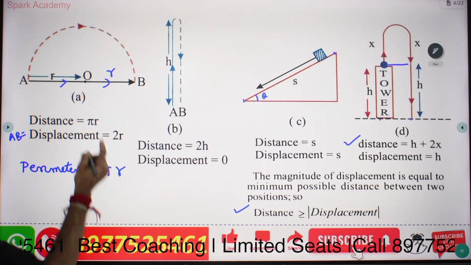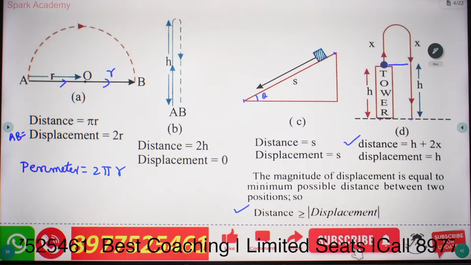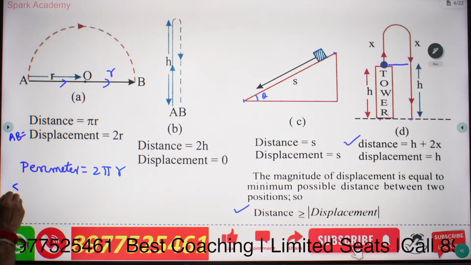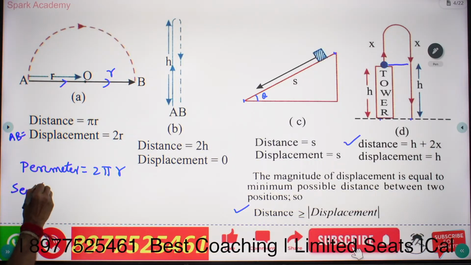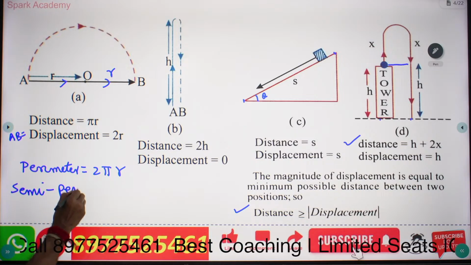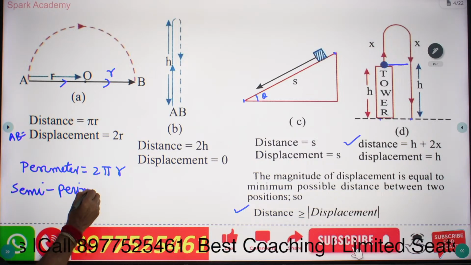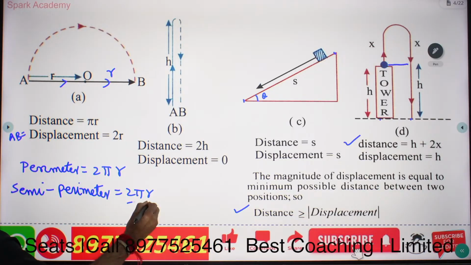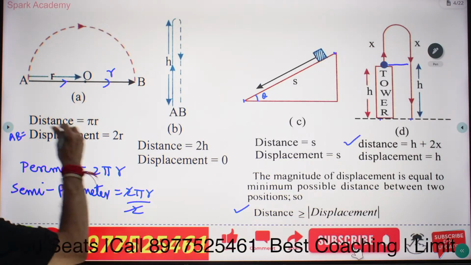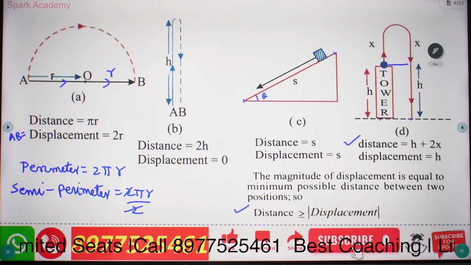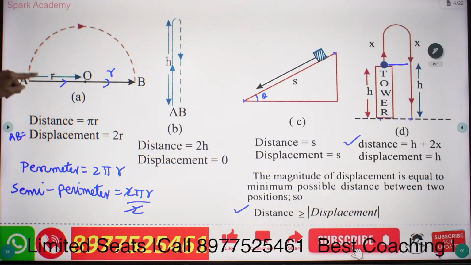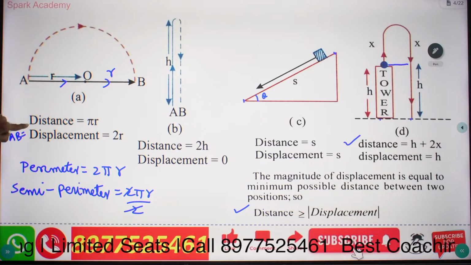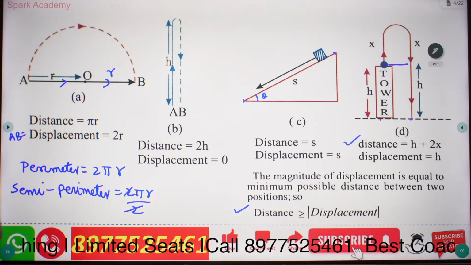2 pi is the 360 degree angle into r. What is the semi-perimeter? Semi-perimeter is 2 pi r by 2. So pi r. Pi r is the distance, because it is only half a circle. So for this example, distance is pi r, displacement is 2r.